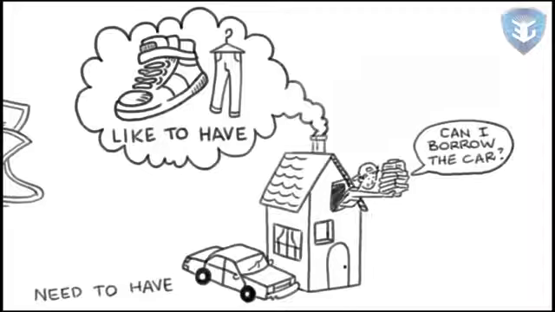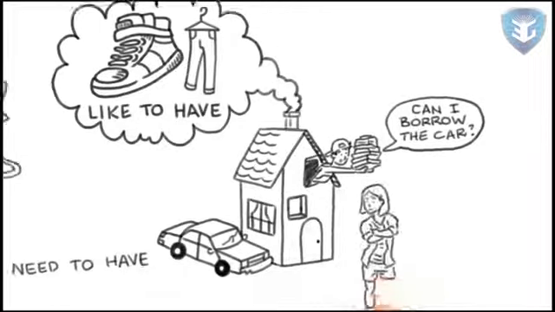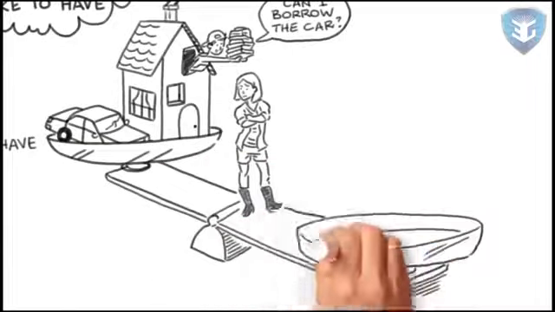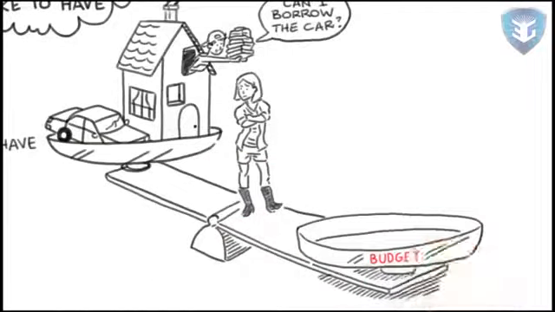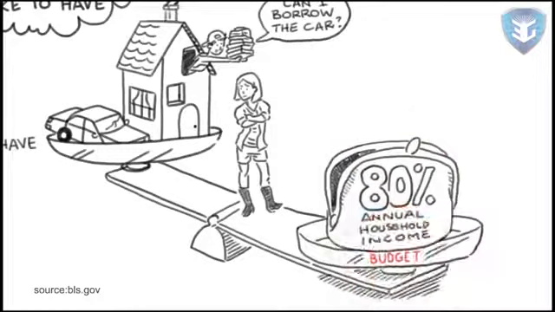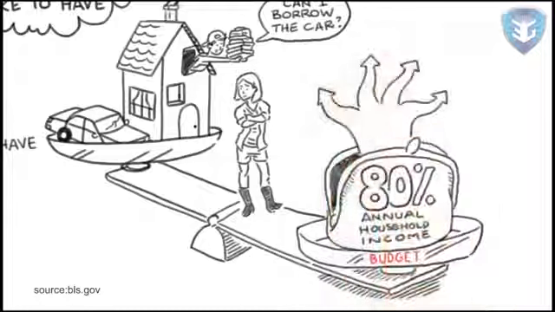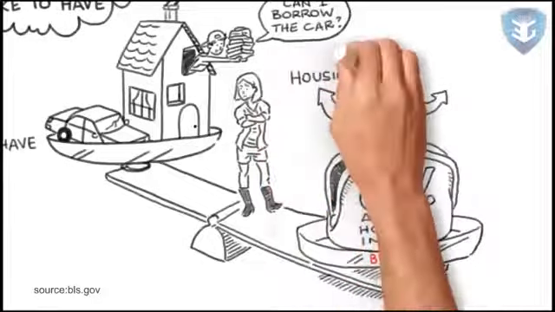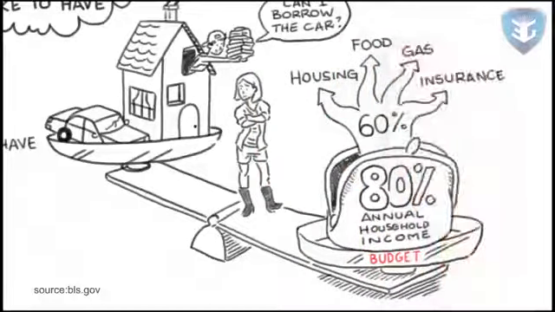So I'm sure your question is, how do you keep all those things from chipping away at your bank account? Well, no matter who you are or what you're spending your money on, you could probably use a budget, especially when the average household spends 80% of its annual income on a range of necessary expenditures, which includes almost 60% on housing, food, gas, and insurance alone. Now, that's a lot to pay for, right?